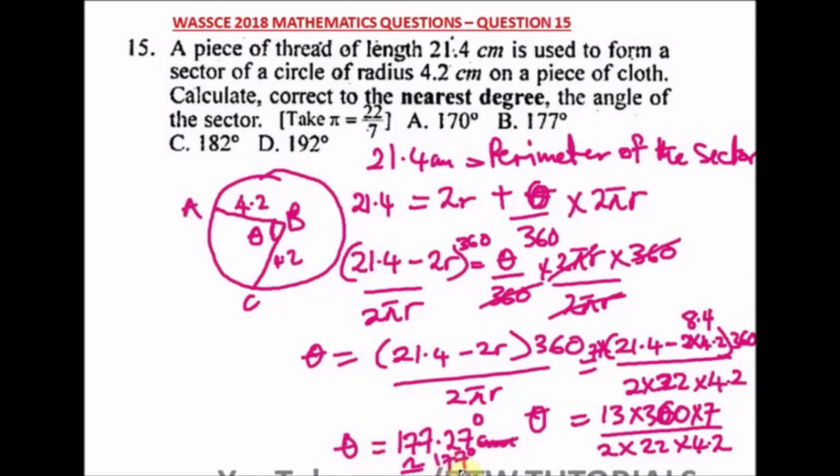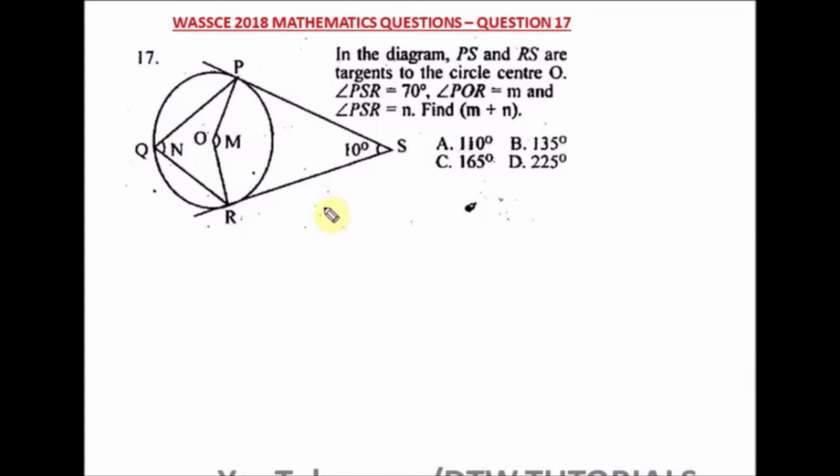So theta is equal to 177 degrees, and our right option here is option B. Question 17 of the WASSCE 2018 Mathematics past question, that's your WAEC exams.